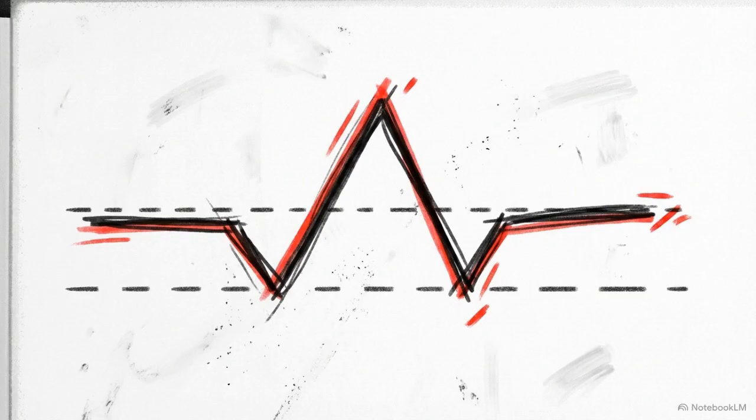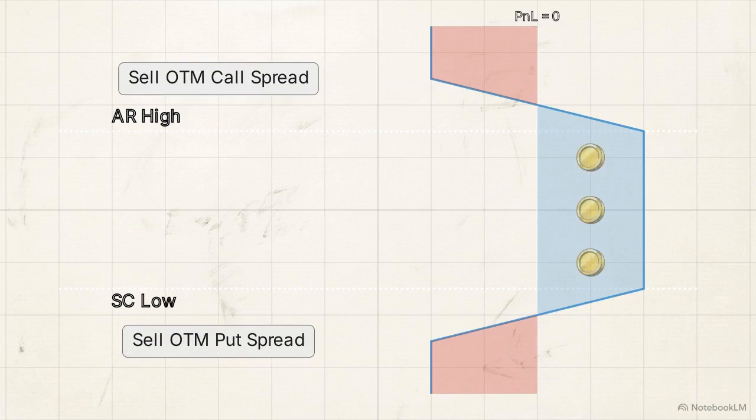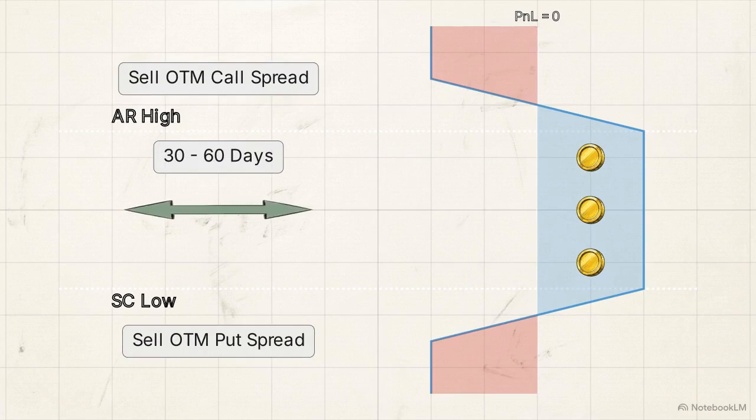Now that we have a confirmed, defined range, we deploy the primary Phase A income strategy, the Iron Condor. This diagram demonstrates how the Iron Condor perfectly fits the market structure. We use the rally high and climax low to define borders. Sell an out-of-the-money call spread above the top line and an out-of-the-money put spread below the bottom. Target a 30 to 60-day expiration.